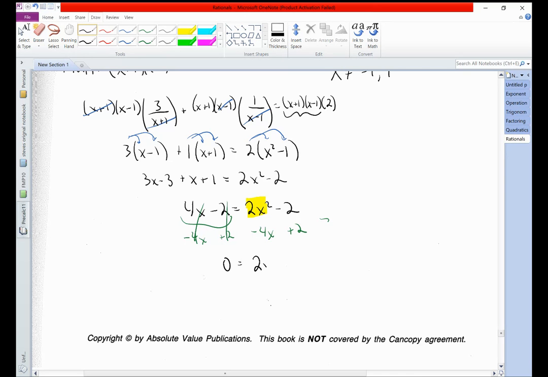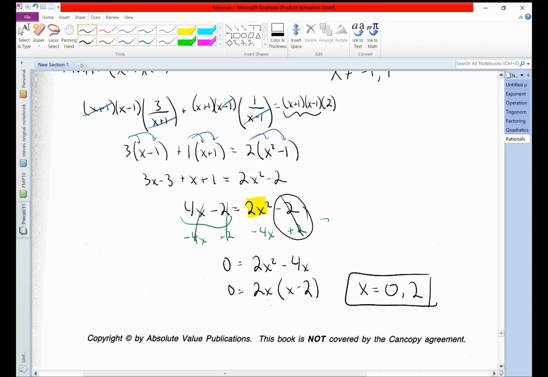Now I have 2x squared minus 4x, and then -2 plus 2 cancel. So my 2x squared term doesn't cancel out. But because I want to solve this quadratic equation, I can factor a 2x out. So now I have 2x times x minus 2. And our solutions are going to be x is 0 and 2, which we said at the start, or we solved graphically. Yay, go us.